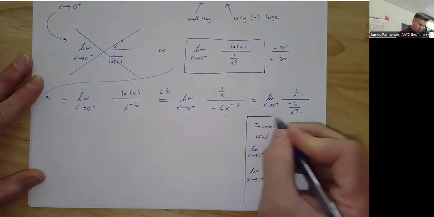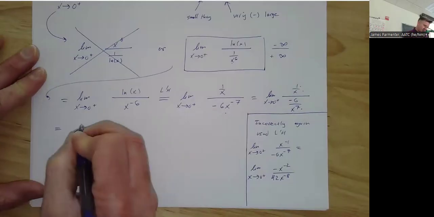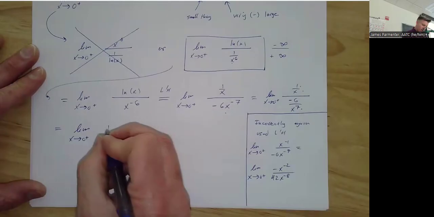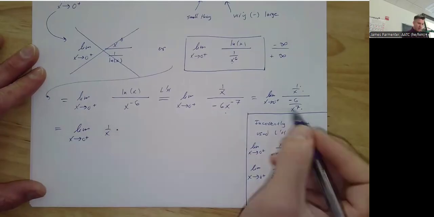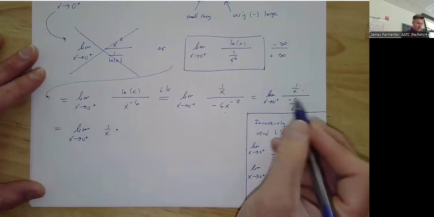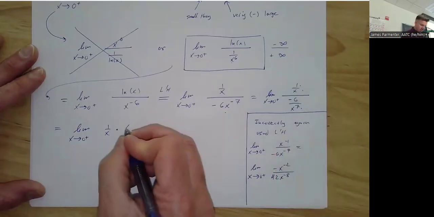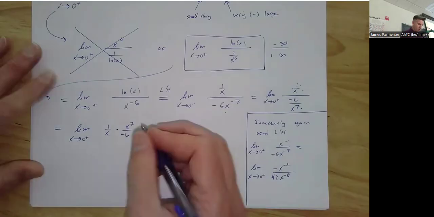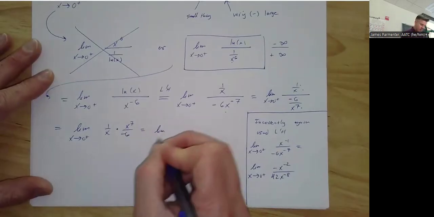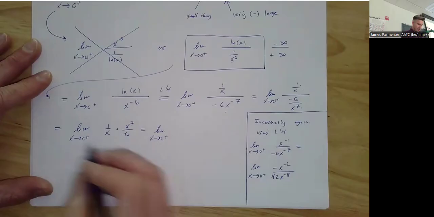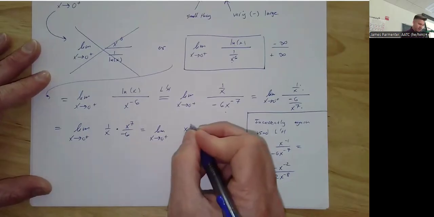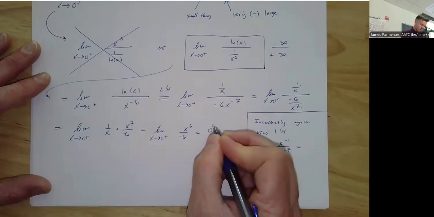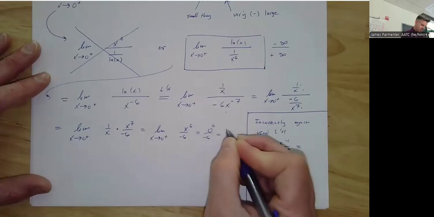So what we should do here instead is say, look, this is the limit as x goes to 0 from the right of 1 over x times the reciprocal of negative 6x to the negative 7th over, which is x to the 7th over negative 6. And then things become relatively not terrible. Simplifying, it's the limit as x goes to 0 from the right of x to the 6th over negative 6, and then we can just plug in 0. You get 0 to the 6th over negative 6, which is just 0.